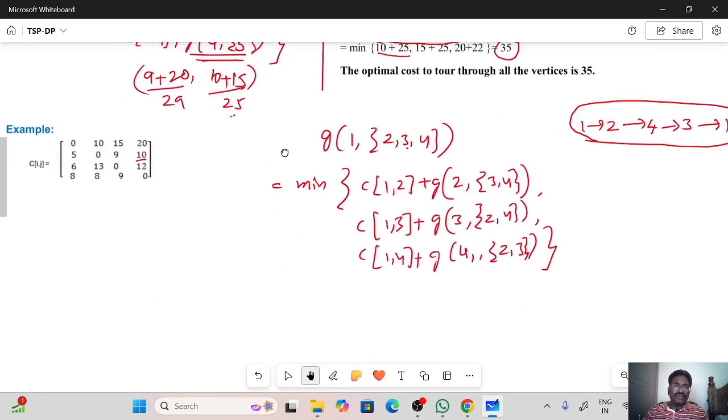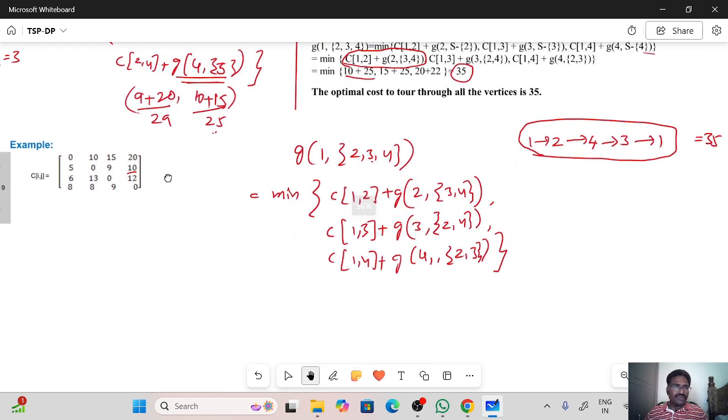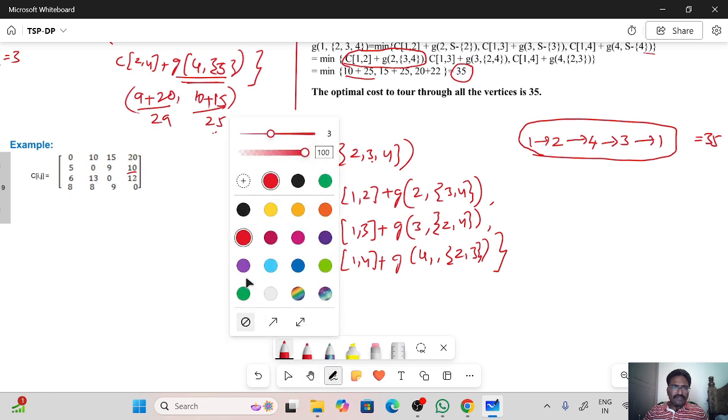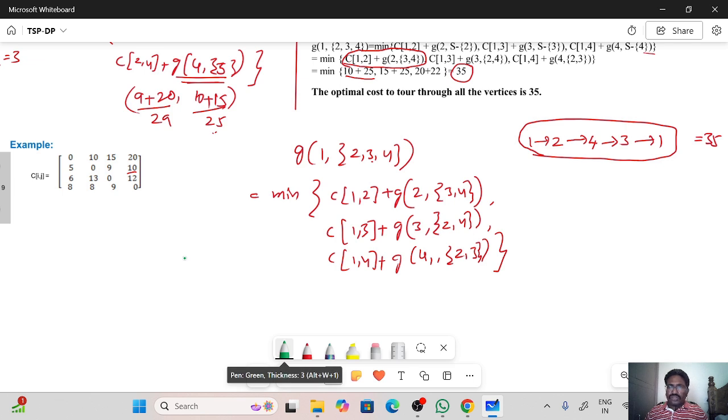What is the value of 1 to 2? 10. 1 to 2 is 10, plus what is the value of 2 to 4? 10, plus what is the value of 4 to 3? 9, plus what is the value of 3 to 1? 6. What is the total value? 10 plus 10 is 20, 20 plus 9 is 29, plus 6 is 35. Yes, our answer is right.